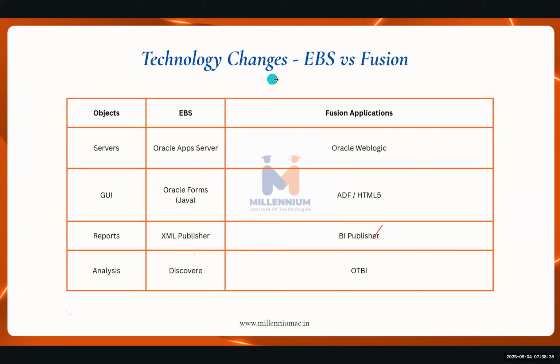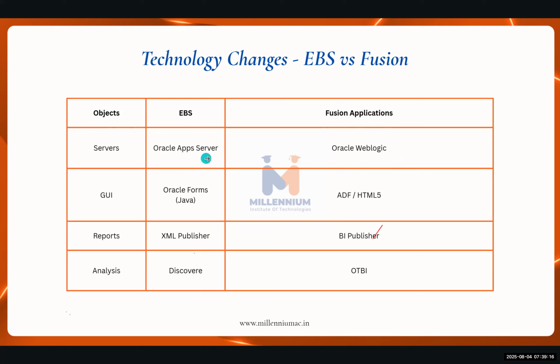Okay, so technology changes from the older version, EBS, to Fusion. What are all the technology changes? Here we have the server. In the older version, we used to maintain the Oracle App Server. And in the Fusion application, as we discussed, through the web server, WebLogic, we will be accessing the data. That is where Oracle WebLogic comes into the picture, but previously we used to have the Oracle App Server.